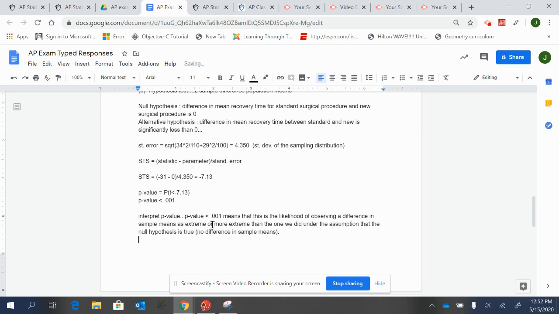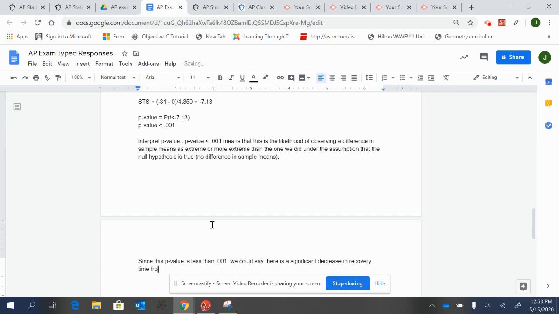Now, okay, since this p-value is less than 0.001, we could say there is a significant decrease in recovery time from these samples, for this group from those who received the new surgical procedure and the standard.